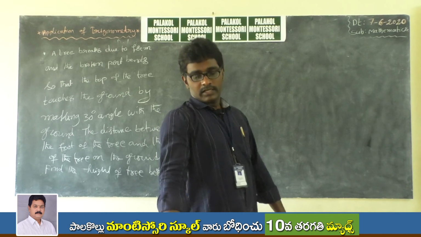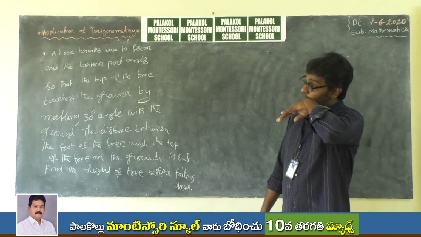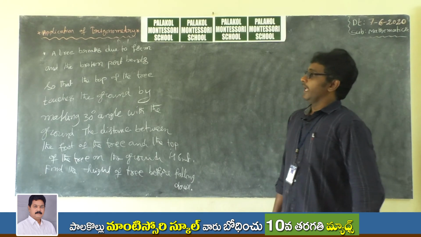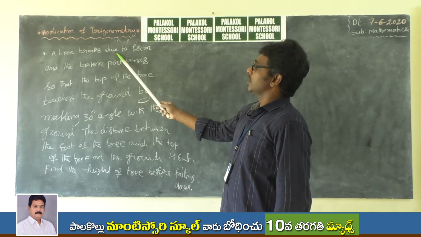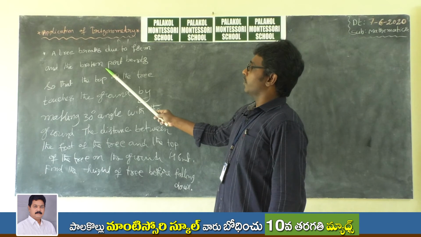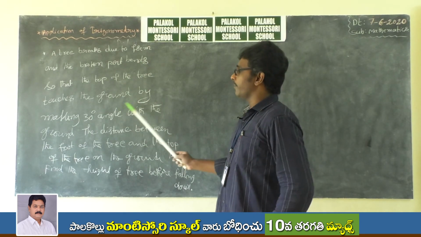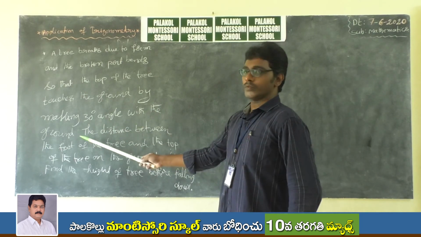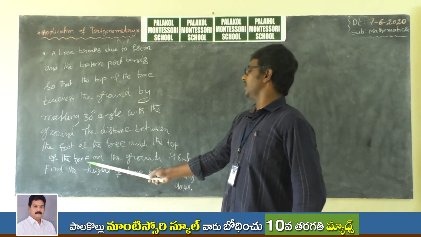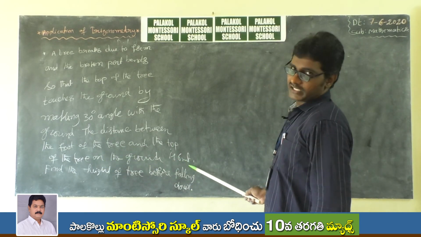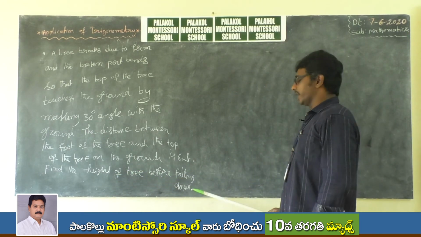These are the most important questions. A tree breaks down due to a storm, and the broken part bends so that the top of the tree touches the ground, making a 30 degree angle with the ground. The distance between the foot of the tree and the top of the tree on the ground is 6 meters. Find the height of the tree before falling down.